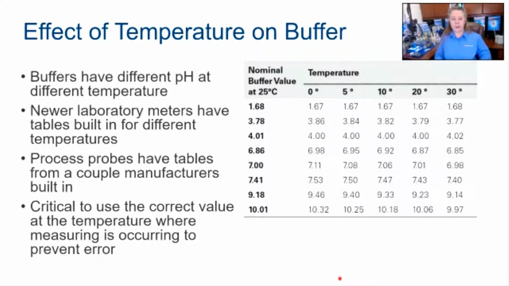Here's just an example. If we look at, say, a pH 10 buffer, at 0 degrees, it's 10.32. At 30 degrees, it's 9.97. That's a pretty significant difference in pH, so you need to use the correct value for the correct temperature. Where do you find this information? Well, there are tables, and every manufacturer has the ability for you to get that information.